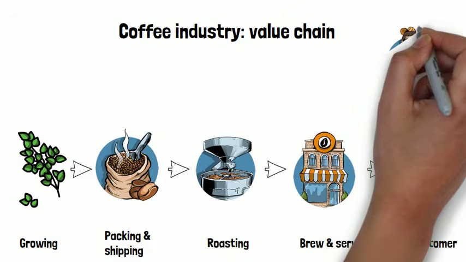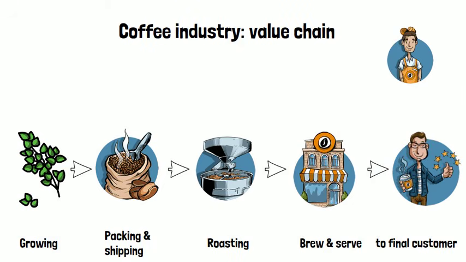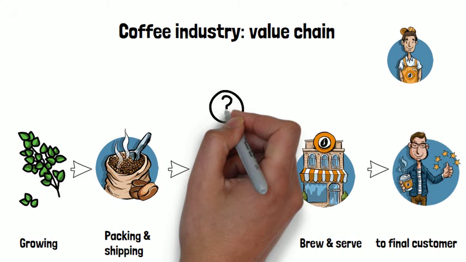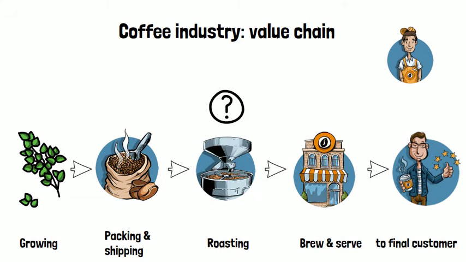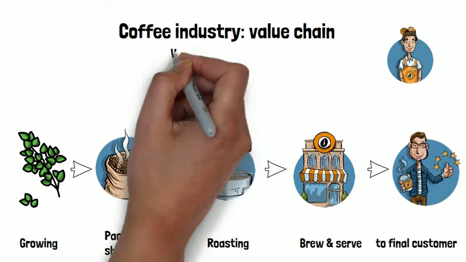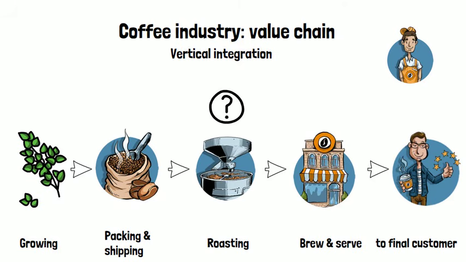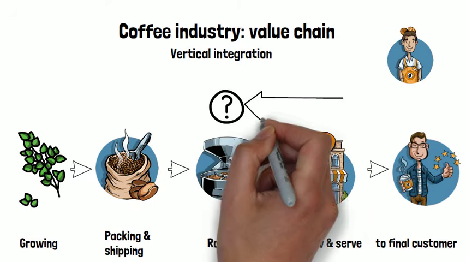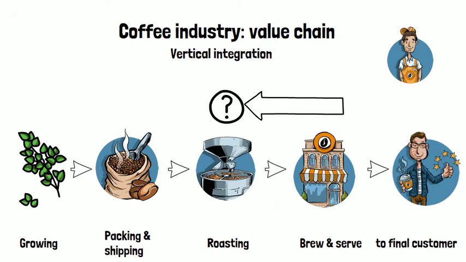If you are a coffee shop manager, you need to decide if you want to buy in coffee beans that are already roasted or if you invest in a machine and roast your own coffee beans. If you decide to start roasting your own beans, then you are vertically integrating, as you are carrying out more activities along the value chain than before.